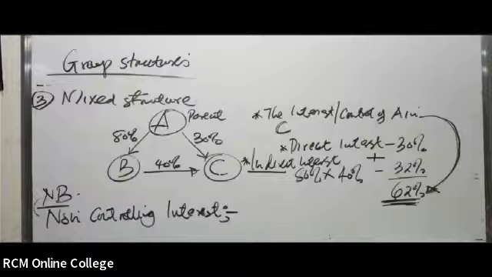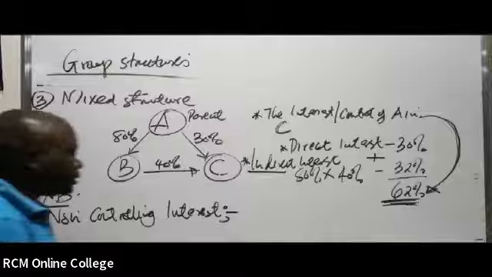Non-controlling interest is the proportion of the net assets in the subsidiary that is not owned by the parent or holding company.